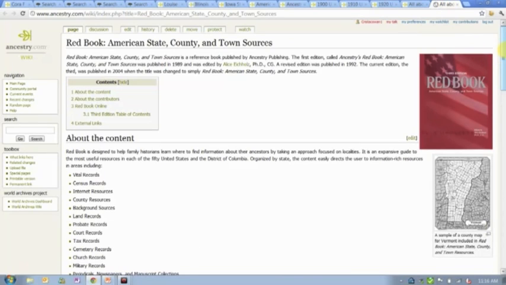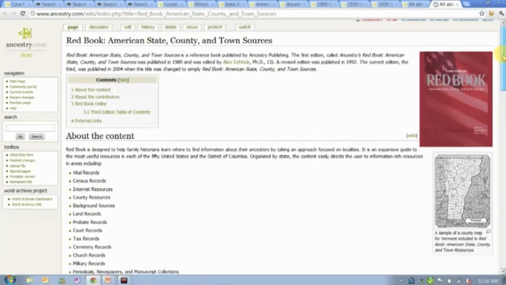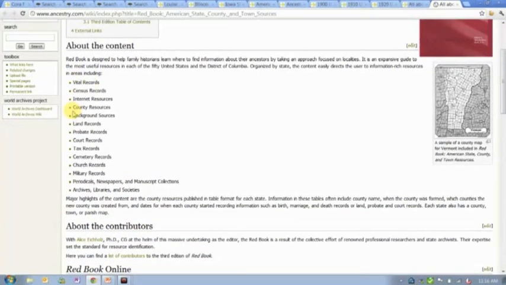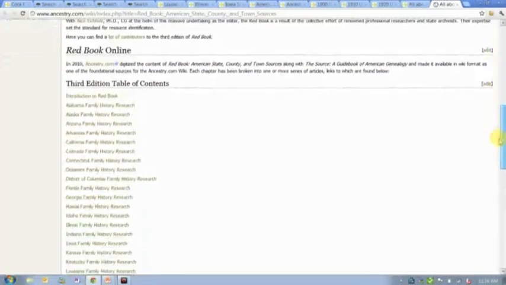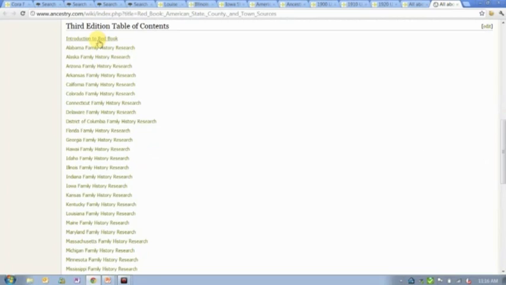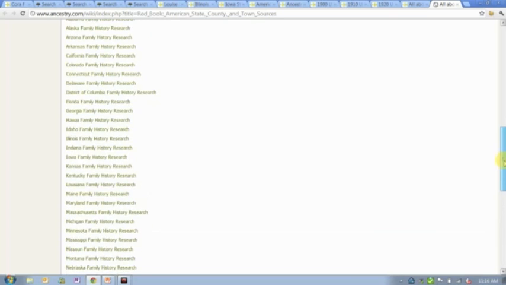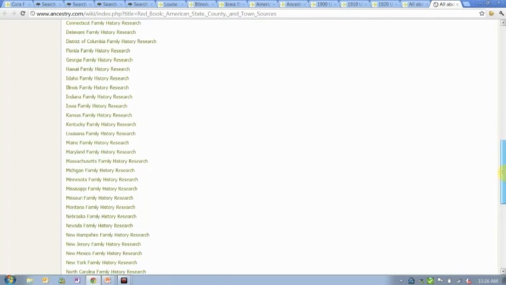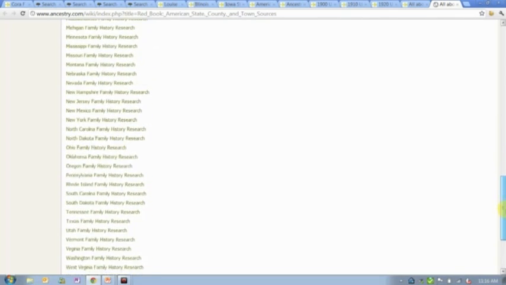So when I come in here to The Red Book, you'll see that it tells me what content's included, right? But none of this content links are clickable because this content is arranged geographically. So when you scroll down to the table of contents, you'll see an introduction, which you probably want to read just to get familiar with it. And then, of course, alphabetically by state, we see links to each state in the United States so that we can learn more about research in that state. So let's scroll down to South Carolina, since that was the question that I received in email this last week.